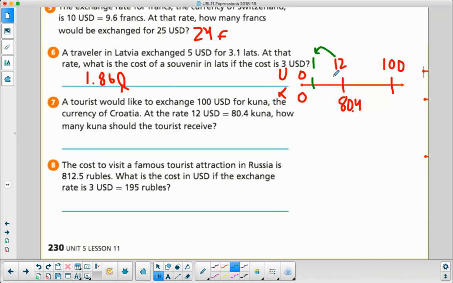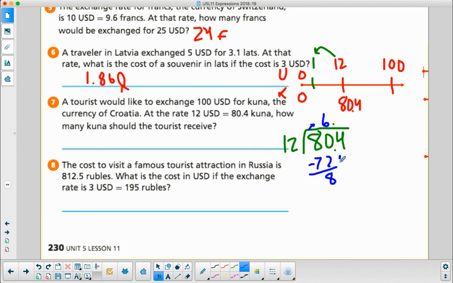12 down to 1. I'm going to go into my equal groups. I'm dividing by 12. So 80 and 4/10 divided by 12 is going to tell me how much is in each one of these 12 US dollars. Don't forget, put in your decimal right away. Let's change colors. No 12s in 8. I believe there's 6 12s in 80. That's 72. Leaves me with 8 again.